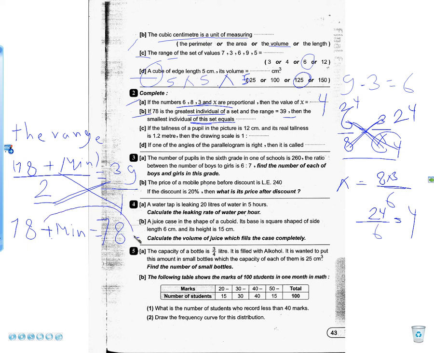With different sign, minus. So 78 goes to the other side with different sign. 78 minus 78 equals 0. So the minimum value is 0. 78 plus 0 equals 78 over 2, equals 39. Is it clear? Then we move to letter C.